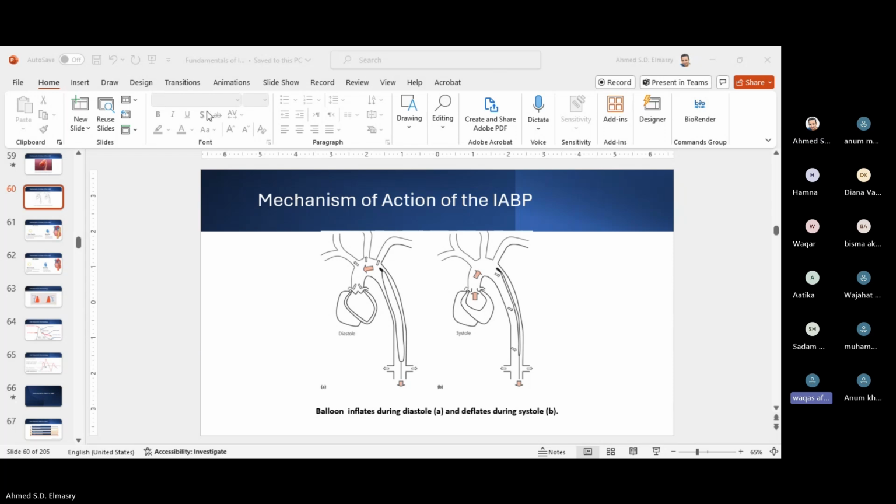But it's not related to the Windkessel effect. The Windkessel effect is a different thing. It's mainly related to the arterial circulation, because the purpose of the Windkessel effect is to maintain the perfusion of the organs during the systole and the diastole, and this happens only on the arterial side. Okay, thank you.